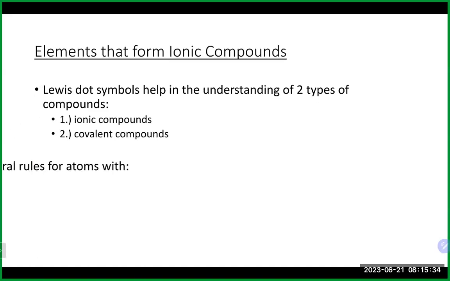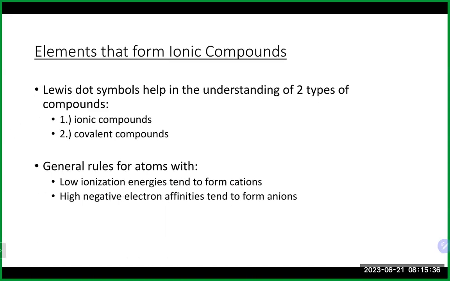So we can use Lewis dot symbols to help us understand the bonding in those 2 types of compounds. Ionic compounds we talked about at the beginning: that is going to be our metal and non-metal. And pretty much you know it's ionic as soon as you see that combination. It's going to be an ionic compound. And our covalent compounds are our 2 non-metals together.